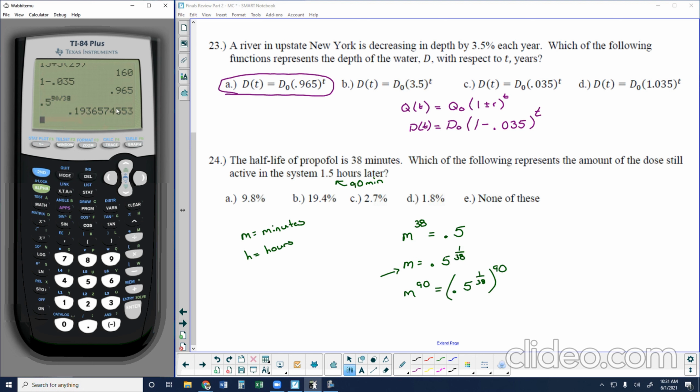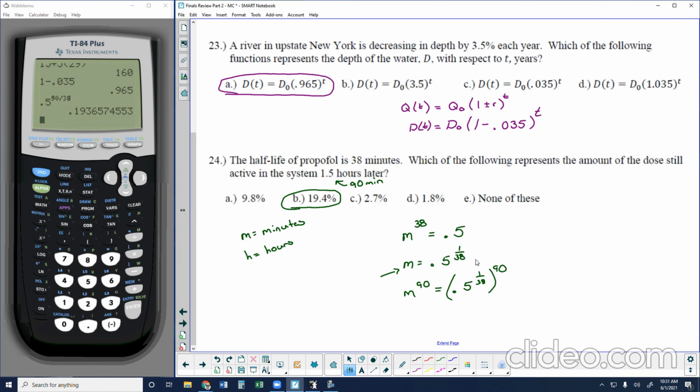And this would give me the percentage that would remain active in the system 90 minutes later. So remember, if I want to convert this into a percentage, I want to move the decimal over 2 places. So that would be approximately 19.4%.